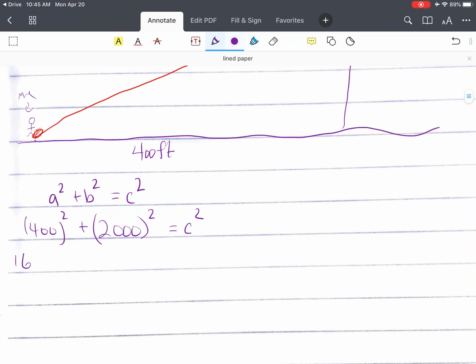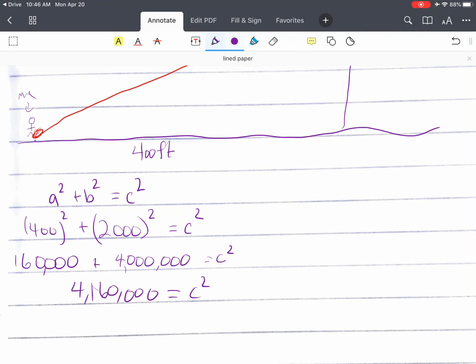Now, 400 times 400, that's easy. 4 times 4 is 16. And we have a total of 4 zeros. Same thing with 2,000. 2 times 2 is 4. And then we're going to have 6 zeros. And that's going to equal C squared. This is actually 4 million, and that's 160,000. So 4 million plus 160,000 is 4,160,000, and that's equal to C squared.